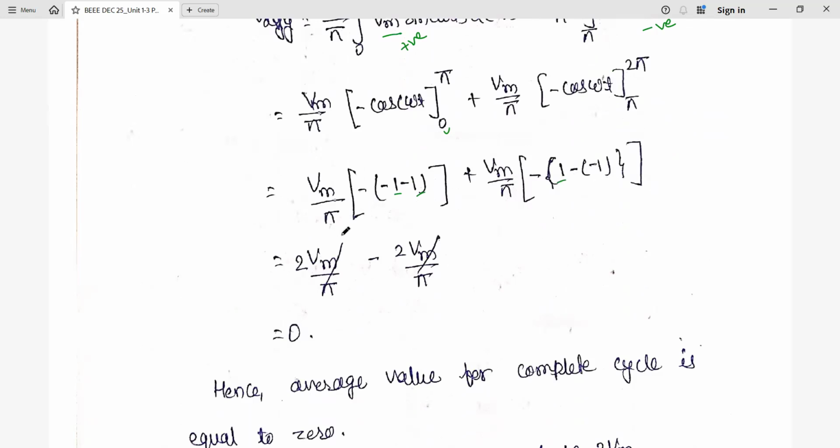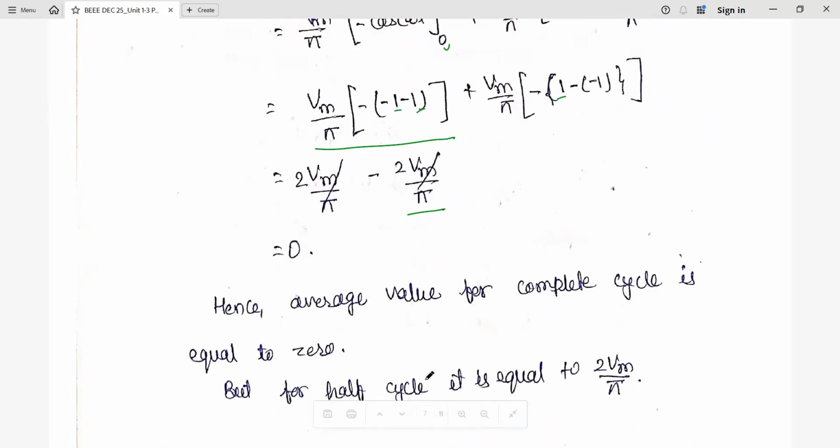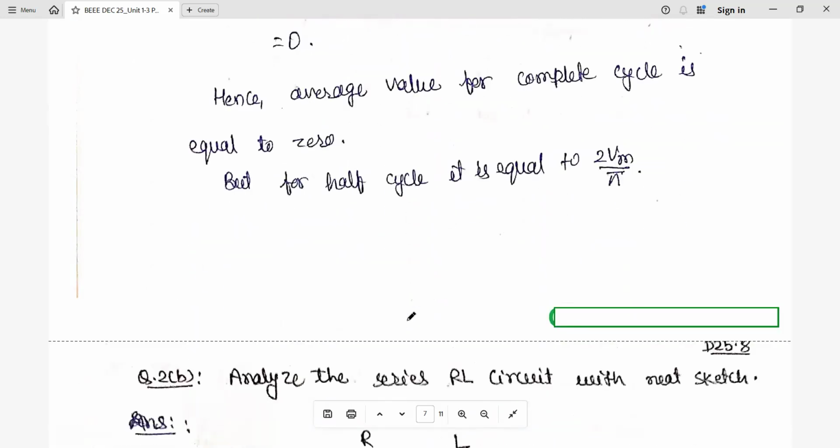On the basis of that, for the positive half cycle we get 2 Vm by pi. For the negative half cycle, again we get negative 2 Vm by pi. So that's why they cancel. The average value for the complete cycle is 0, but if you consider one half cycle, it has 2 Vm by pi for the positive half, and for the negative half it will be minus 2 Vm by pi.